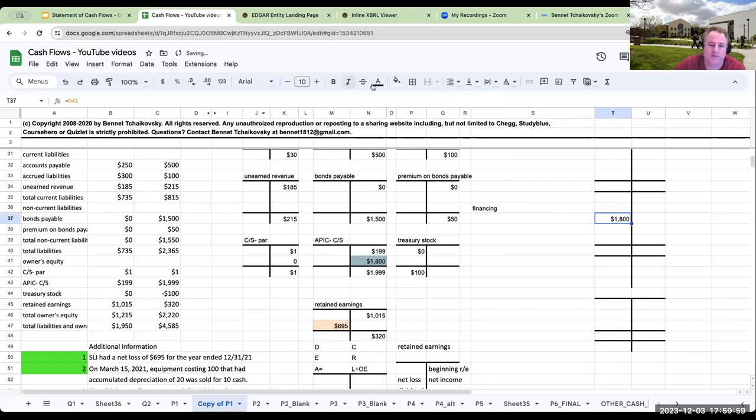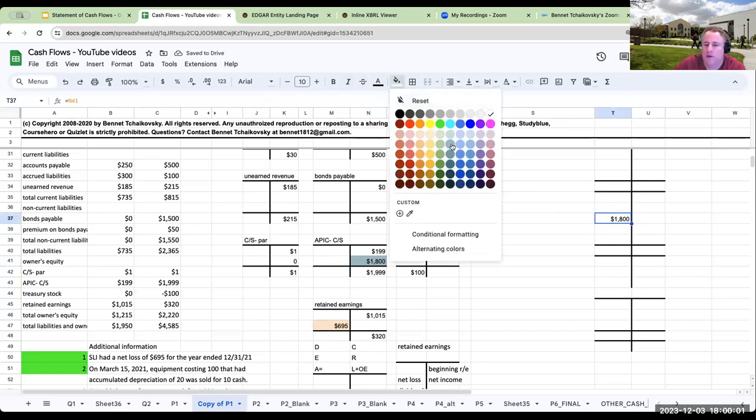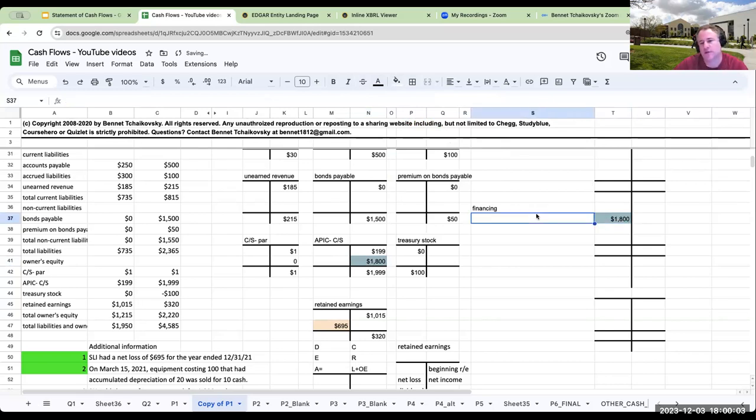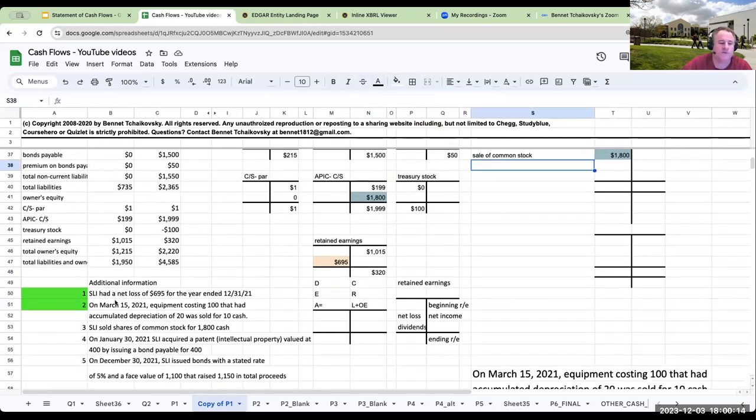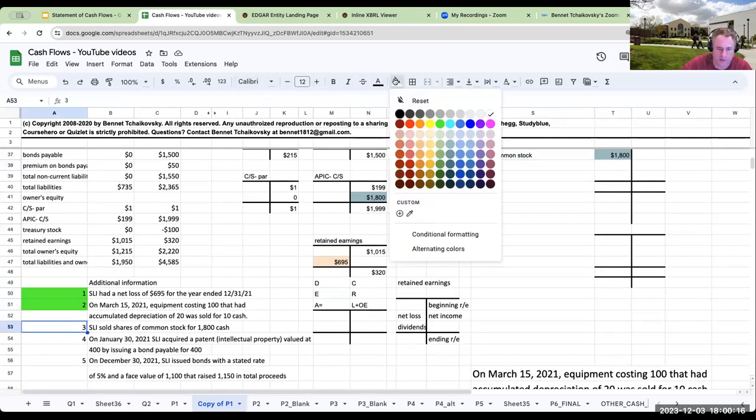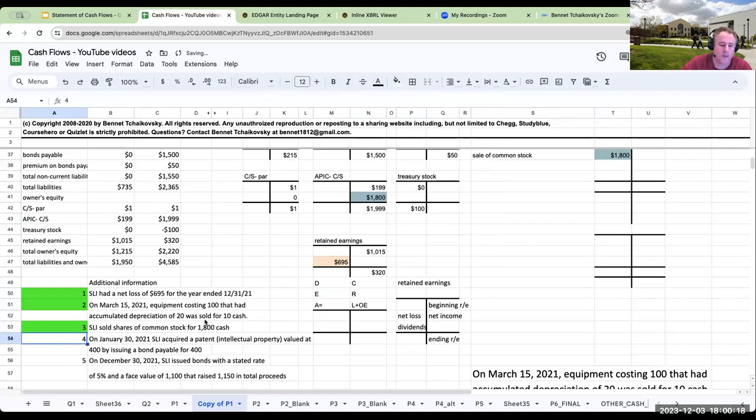It's going to be in the financing section. I do not call this an increase in additional paid in capital, common stock. I'm going to call this a sale of common stock. If you give me the wrong description, you will lose points. Call it what it is. Follow the additional information. That's what you want to do.